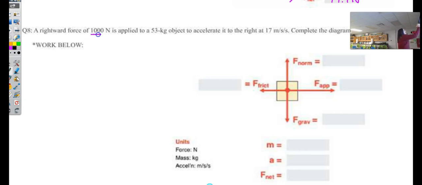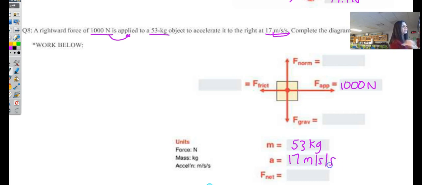Okay. So I need to use all three of these numbers. The first one says it's a rightward force of 1,000 newtons that is applied. So I know that's my applied force, 1,000 newtons. Then it says it's a 53 kilogram object. Okay, great, that's my mass. Let's put that in there. Then it says it's accelerating to the right at 17 meters per second per second. That must be my acceleration.